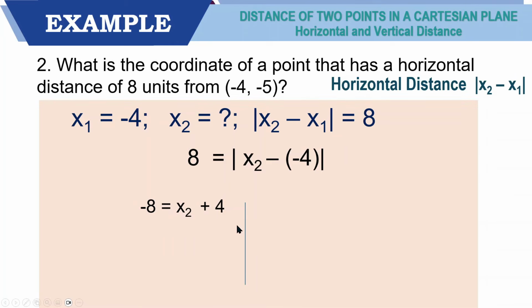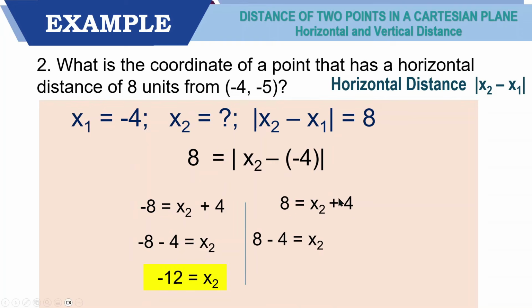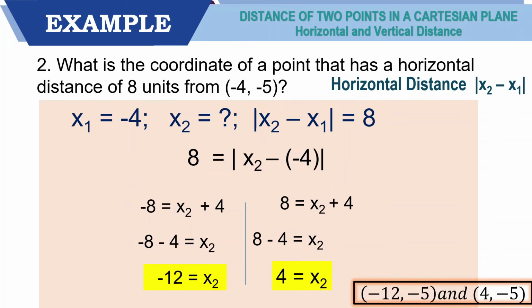So we have negative 8 is equal to x sub 2 plus 4. And transposing positive 4 to the other side, we will have negative 8 minus 4, which is equal to negative 12. For the other possibility, we have 8 is equal to x sub 2 plus 4. Transposing 4 to the other side, it becomes negative. So 8 minus 4 equals x sub 2, or 4 is equal to x sub 2. And since the y-coordinate is not going to change for horizontally distant points, then the answers are negative 12, negative 5, and 4, negative 5.